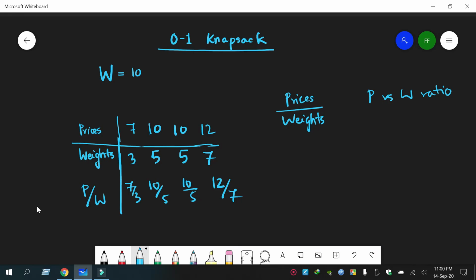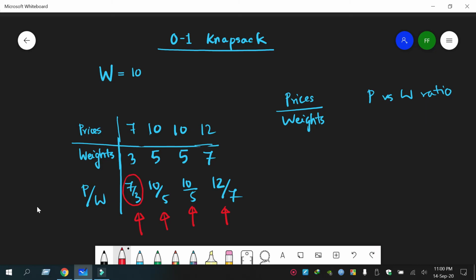I just noticed it, and you will see why. So the highest price divided by weight ratio will be this item, because the ratio would be slightly higher than 2, right? For this item it will be 2, for this item it will also be 2, and for this item it will be less than 2. So if you want to look for the highest price versus weight ratio, then you have to first take this item.